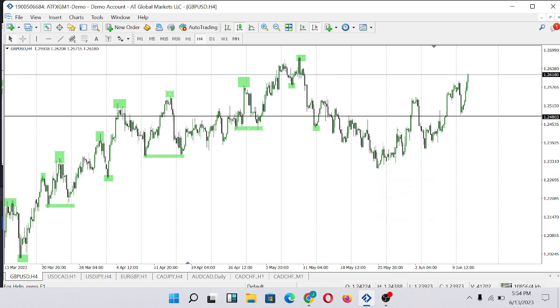Low, high, low. So once it took out this previous high with this impulsive move, the trend has changed. So it came back, higher low, took out this previous high, higher high. So now you know that the market is already in an uptrend, right? So this is GBP USD.